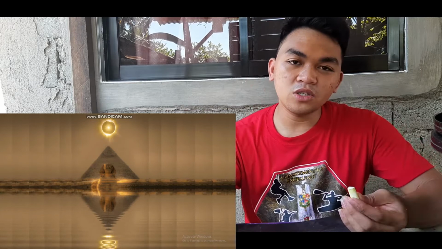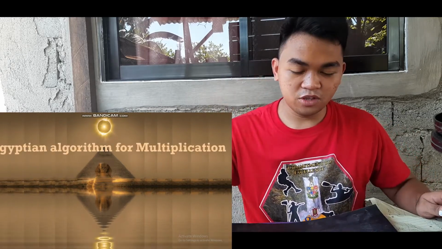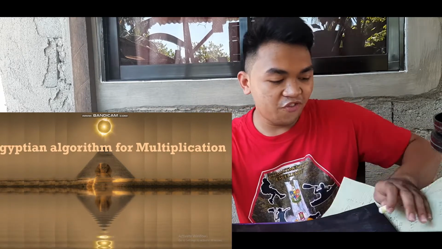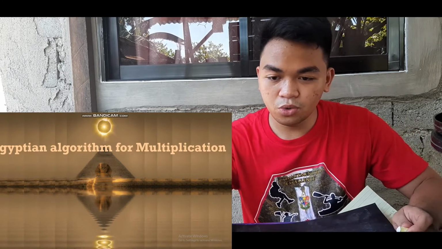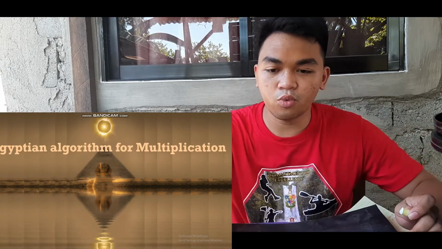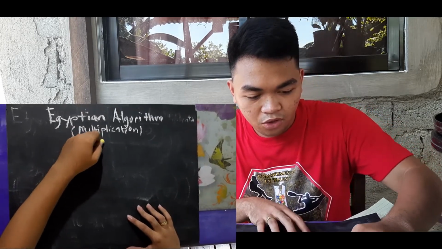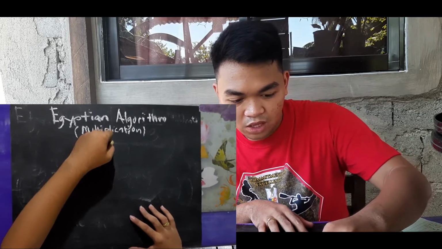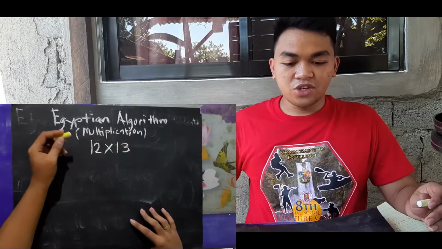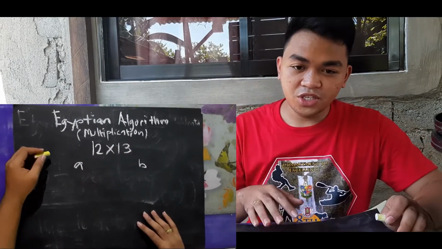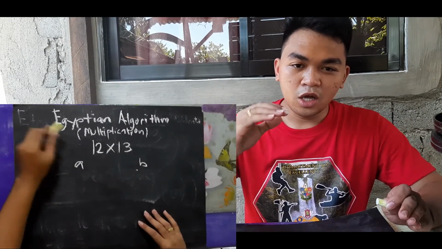Next, let's tackle the Egyptian algorithm for multiplication and division. The Egyptian way of multiplying is difficult to understand, so let me show you how to multiply the Egyptian way. The equation here is 12 times 13. There are two columns, A and B. These two columns are the Egyptian way to solve multiplication.